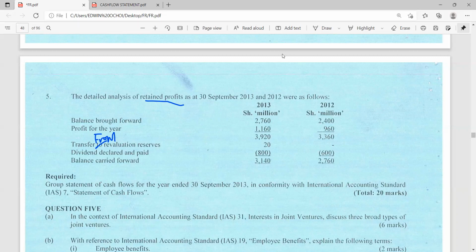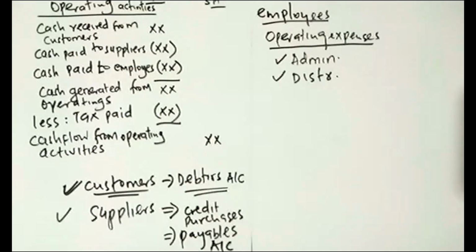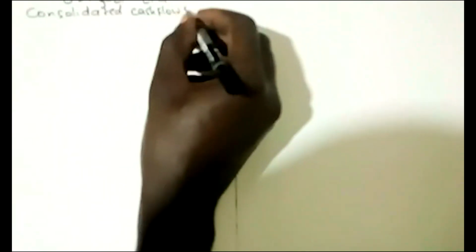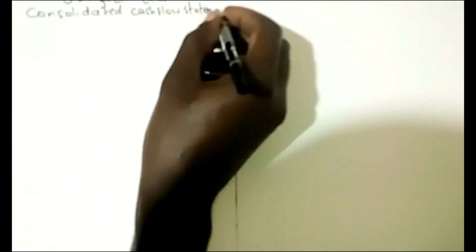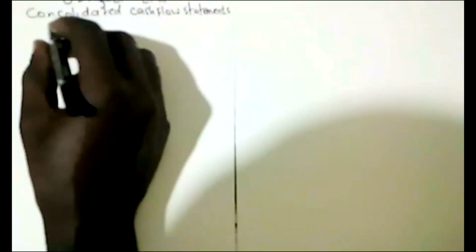You will give me 1 minute. I do something here, then we continue now with the computation. Now the presentation: it was a question of Uongozi Limited. So that is a consolidated cash flow statement for the year.